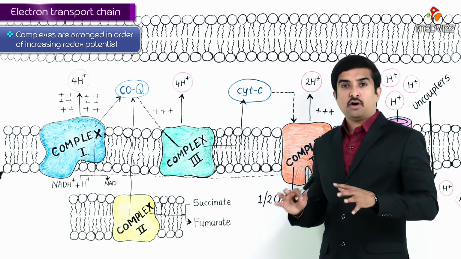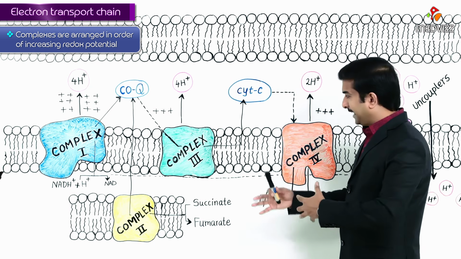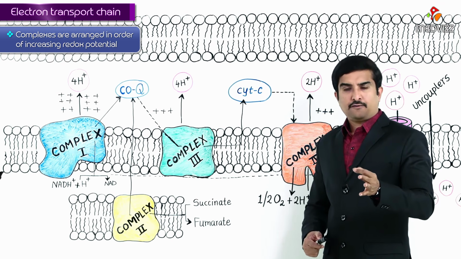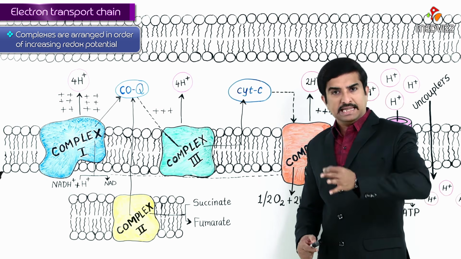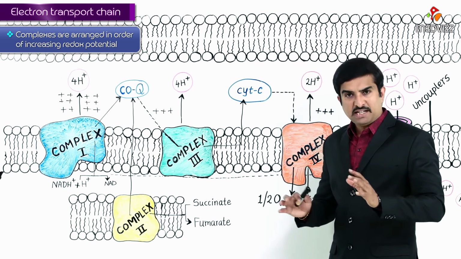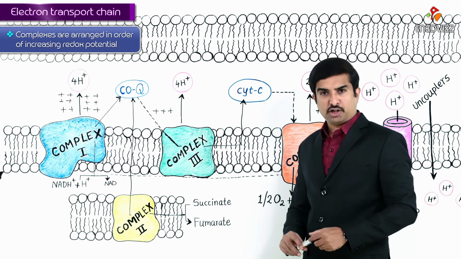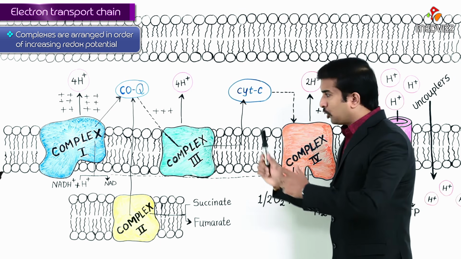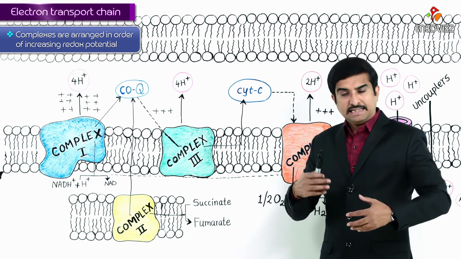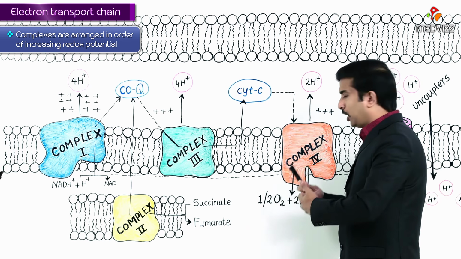So these complexes are arranged in an order of increasing redox potential. What is the meaning of increasing redox potential? Electrons always travel from reactants with negative redox potential to positive redox potential, which means we can clearly say that complex 1 has a negative redox potential, and compared to complex 1, complex 4 has more positive redox potential. That is the reason electrons are traveling along complex 1, complex 3, complex 4 like this.